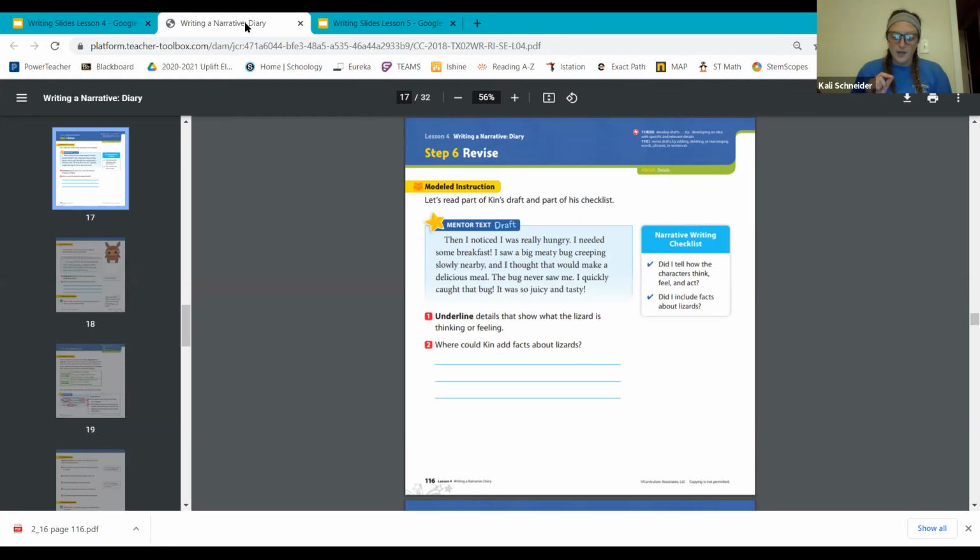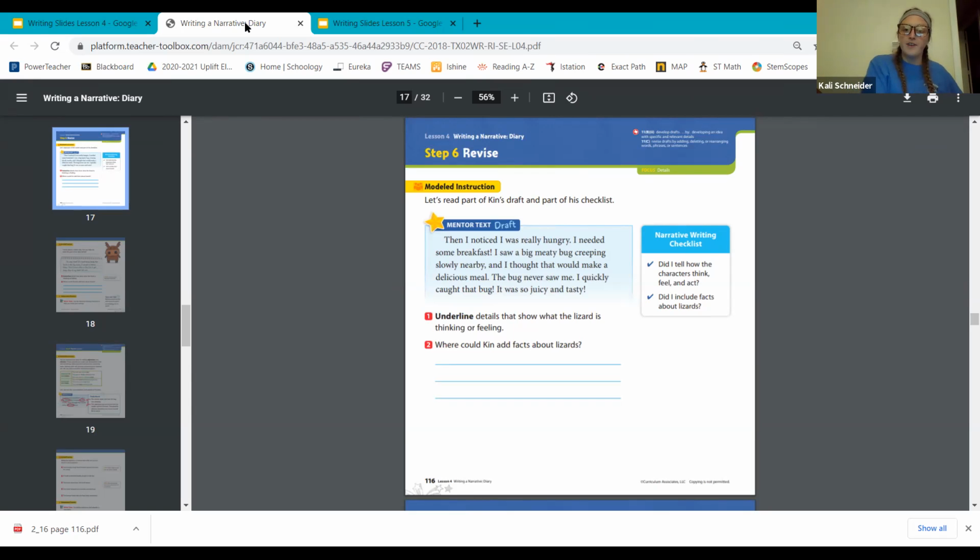One way to make a narrative writing strong is to make it clear and to describe the details about what the character thinks, feels, and acts. So today we're going to take a look at page 116 to look at a mentor text in order for us to help make our own writing better.